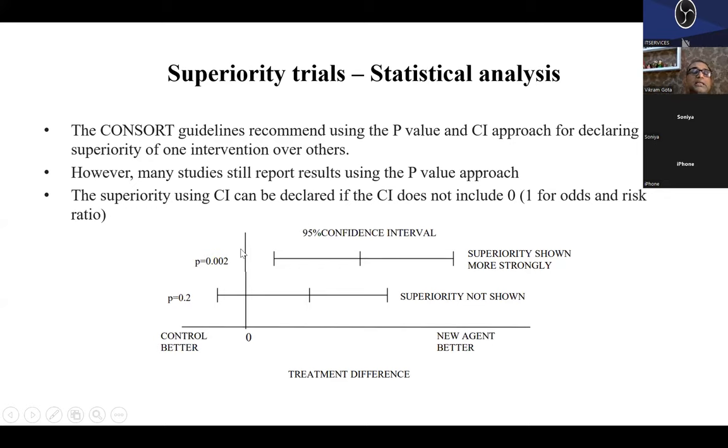Most journals, most authors, will prefer to show only the p-value. That will tell you whether there is a significant difference or not. p less than 0.05 is significant, p more than 0.05 is not significant. But the importance of showing the confidence interval is that it will also help the reader to understand the magnitude of the effect, and what is the confidence around that point estimate. So it is always a good idea to show both the p-value as well as the confidence interval, because the reader will get to understand what exactly is the magnitude of the effect.